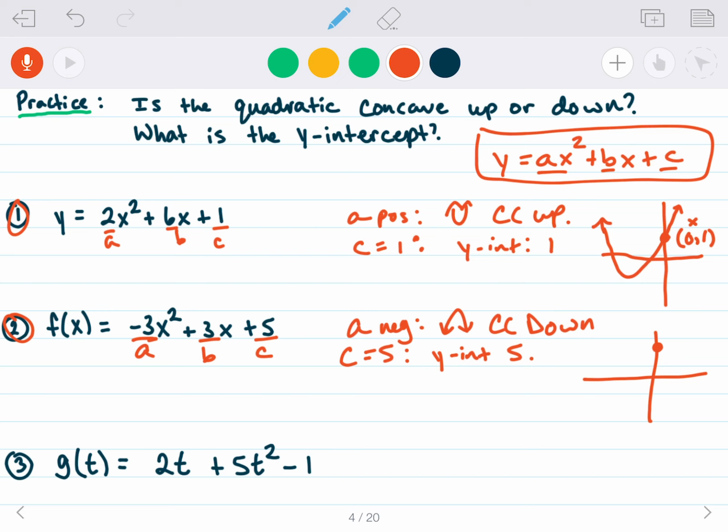So, maybe it looks something like this. Maybe it looks something like that. And this is y equals 5, x equals 0. That's our y-intercept there. All right, let's look at number 3.